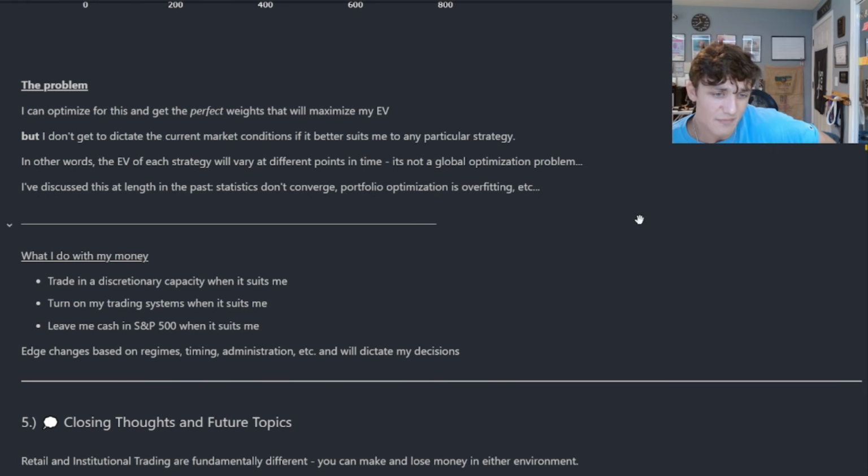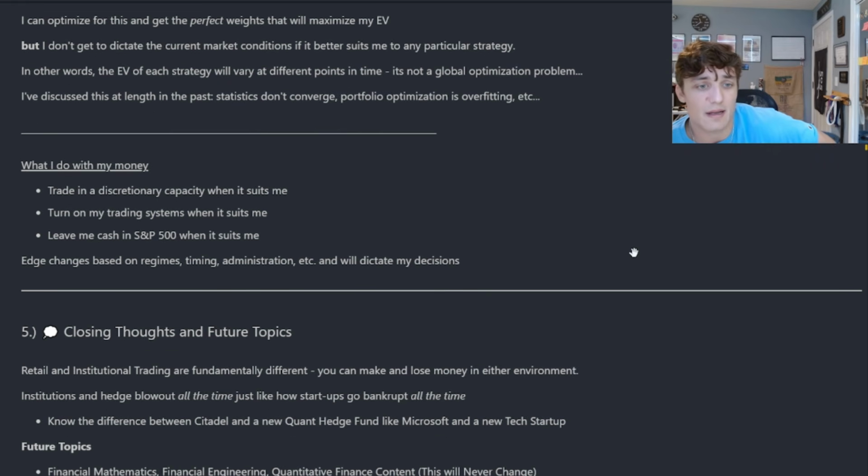So what do I do with my money? I trade in a discretionary capacity when it suits me. I turn on my trading systems when it suits me. I leave my cash in the S&P 500 when it suits me, and the edge will change based on different regimes, timing, administrations, macroeconomic conditions, whether or not rates are going to be cut, inflation data, things like that. It's always going to change my point of view, my perspective, and what I believe my edge is going to be in any one of these cases.